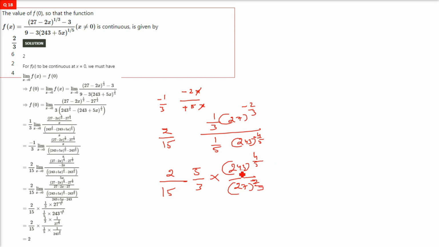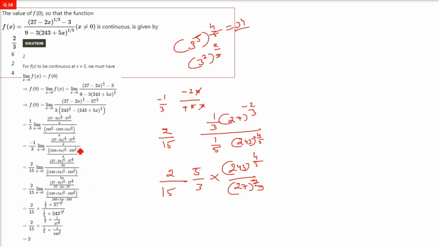So I'm removing the negative sign. Now you have 4 by 5. What is 243? 3 to the power 5. The 5 gets cancelled, you get 3 to the power 4. And this 27 to the power 2 by 3, 27 is 3 cube, sorry. So 3 cube, this 3 gets cancelled, and 3 cube it is. So this 3 cube gets cancelled, you have a 3 square only remaining.